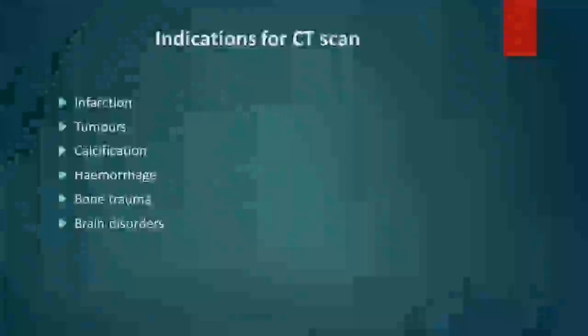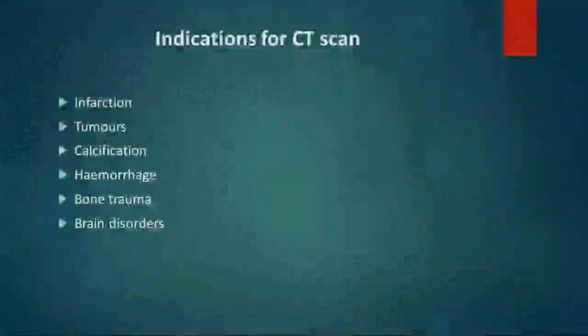When do we doctors prescribe CT scan for patients? When a patient is suspected of having infection, tumors, calcifications, hemorrhage, bone trauma, and brain disorders.